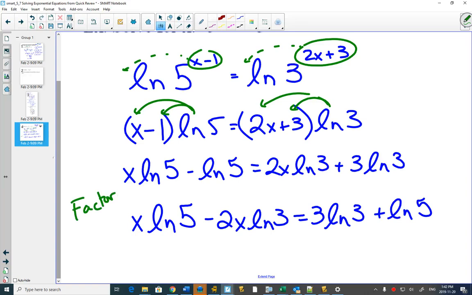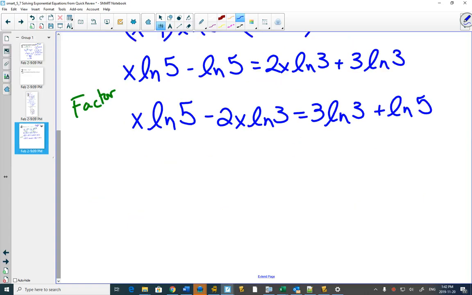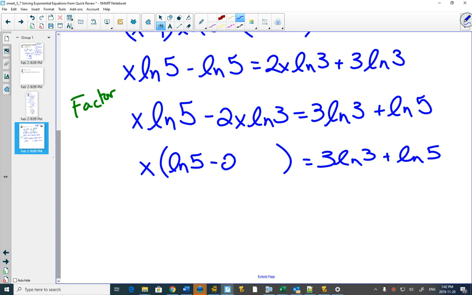To get the x by itself, we're going to factor. We're going to say there's a common factor of x in both of those. I can factor that x out, leaving me with natural log of 5 minus 2 natural log of 3. Inside the brackets is a number. It's not a number that I can mentally see easily, combine easily, but it is a number. So how would I get x by itself? I would divide by that number.